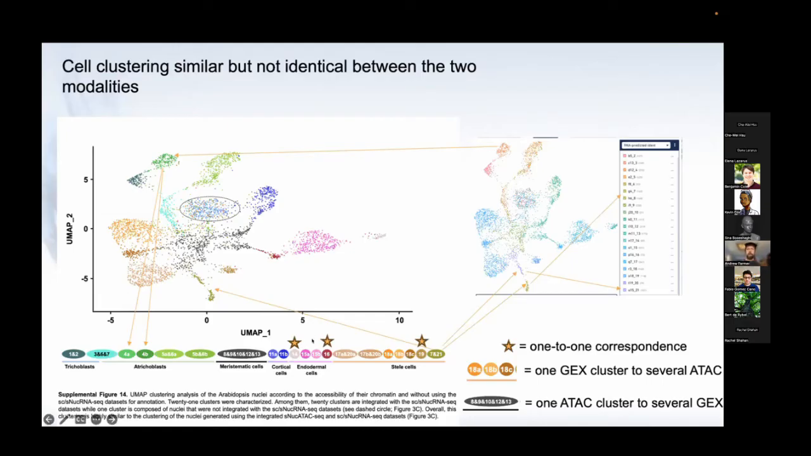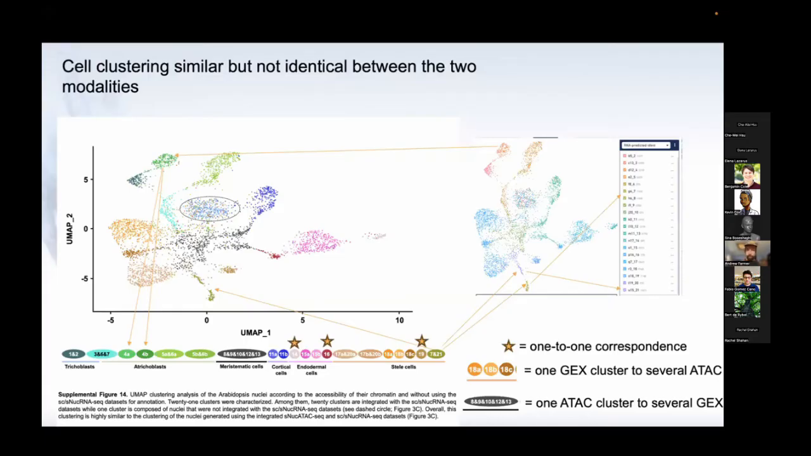And so there are some clusters that are really nicely concordant between the two, like these ones that I've put stars on, where you have a simple one-to-one correspondence when you look at the cells and what they're being assigned to on the one hand versus the other. And then you have the two other possible situations, where you have splits from one modality to the other, or merges.